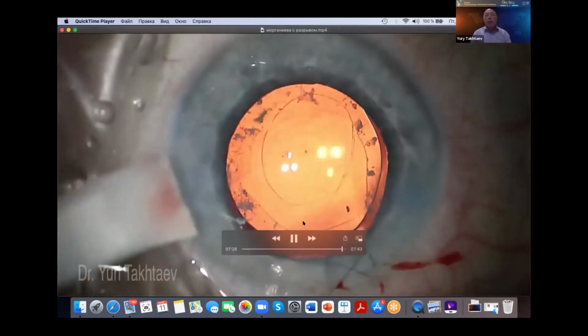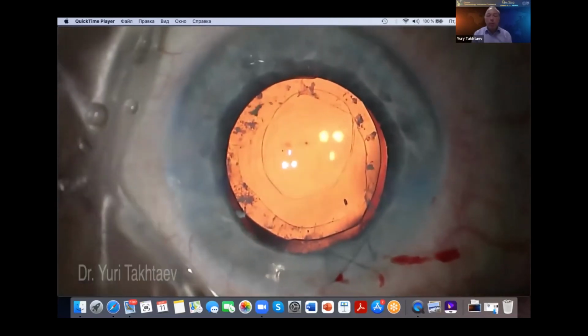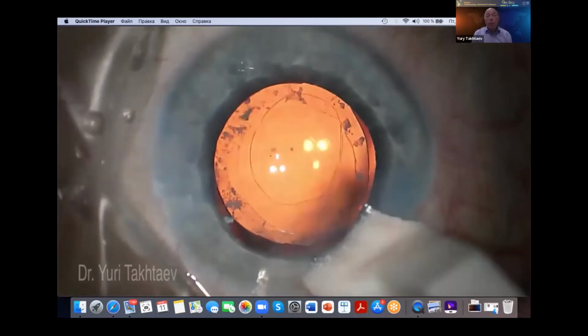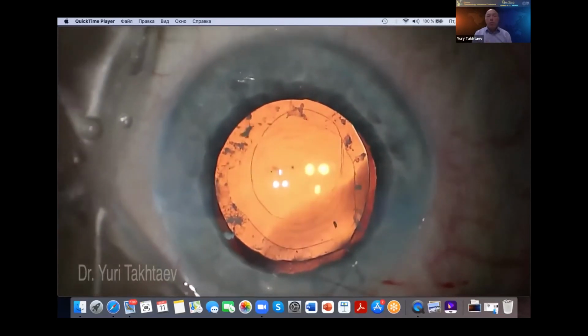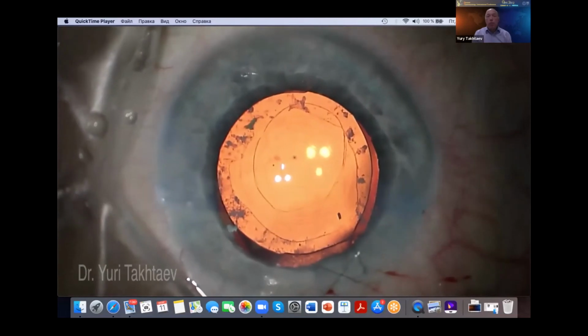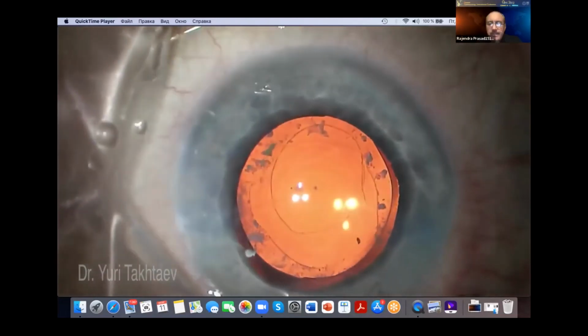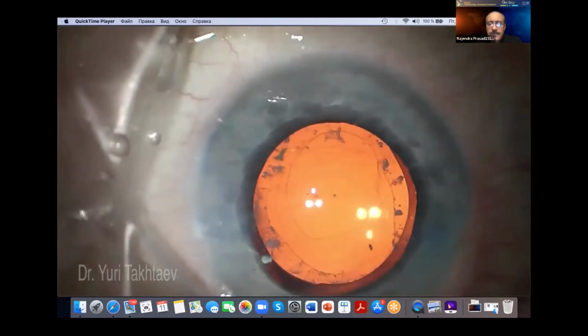So in some cases, with the posterior capsular rupture, we want not only to control the material, we want to avoid dropping the material into the vitreous. At the same time, we want to avoid traction, and we want to keep the capsular bag for in-the-bag IOL implantation. So it was successfully done in this case. Thank you very much.